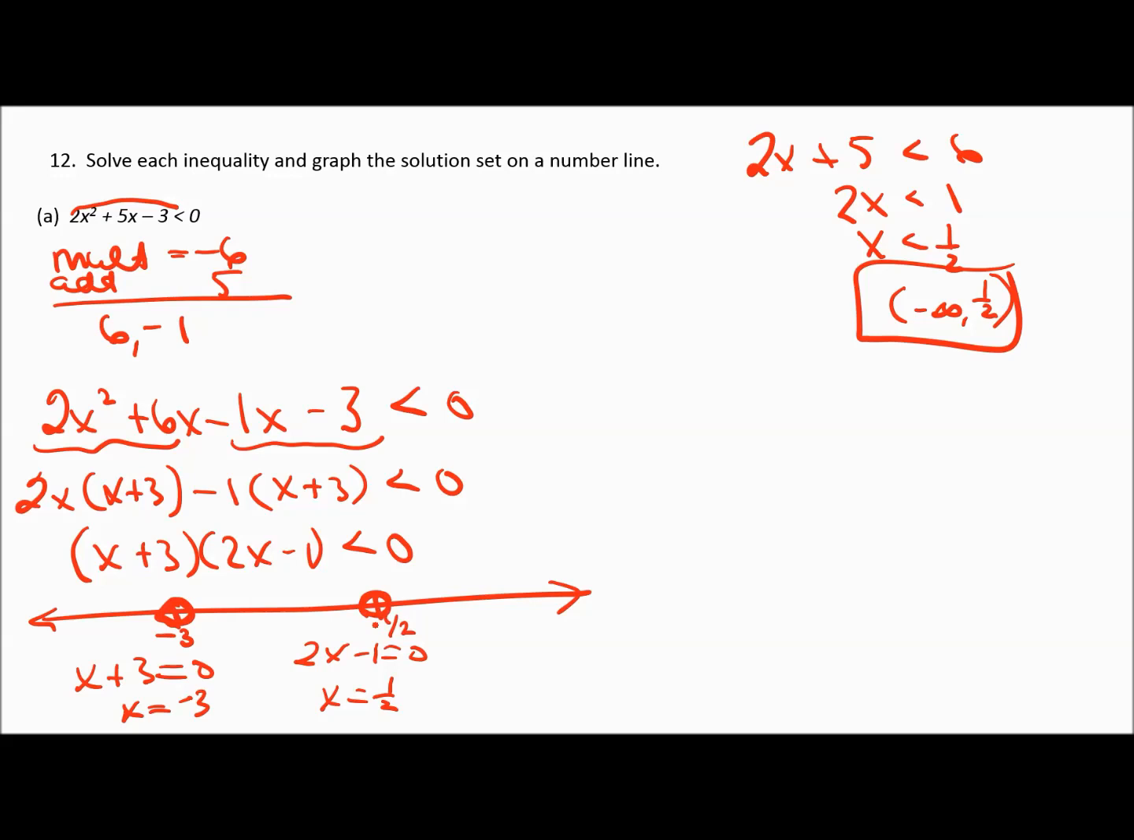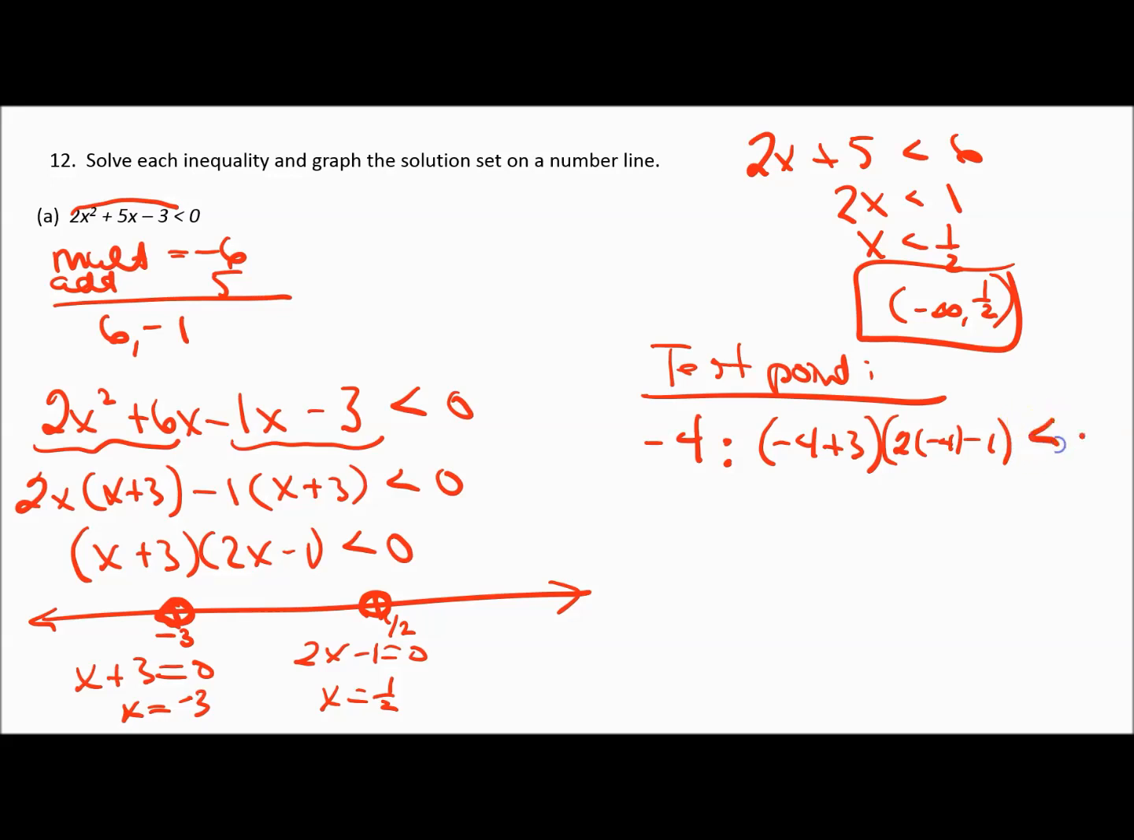Now I need to find out along this line what gives me values less than 0. So what I'm going to do is pick test points. Something on the left over here, like for example, negative 4. And I'm going to plug that into my inequality, either my factored one or my original one, to see if it's true or false. The factored one is easier work usually. So negative 4 plus 3 times 2 times negative 4 minus 1.